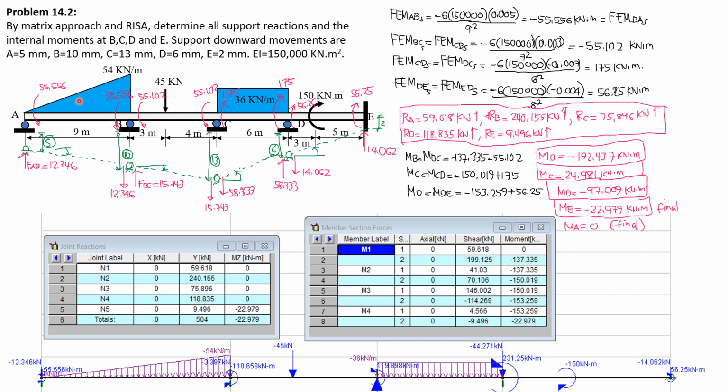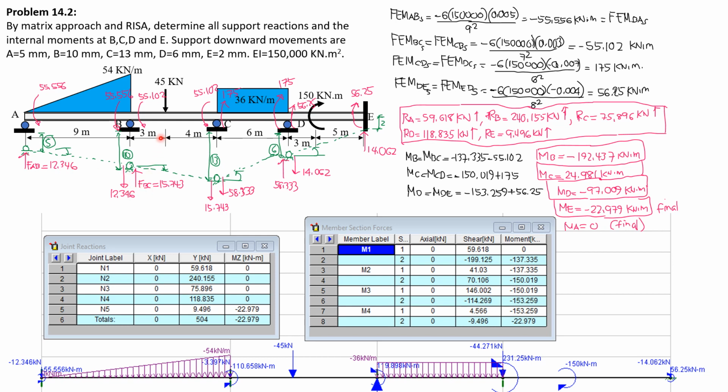The reaction due to the load will be automatically generated and analyzed by RISA here. So summation of moment about B: FAB times 9 equals 55.556 plus 55.556. So FAB is 55.556 times 2 divided by 9. So it is 12.346 kilonewtons and it is upward. Therefore, because this is due to the couple, the fixed force at B would be downward and equal in magnitude as this, as shown.